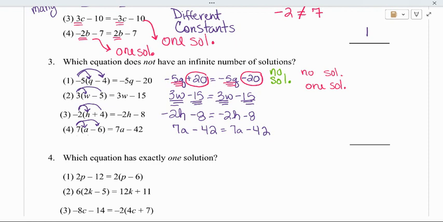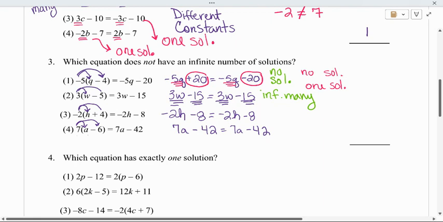We wrote that if something has infinitely many solutions, what do we know about it? If it has infinitely many solutions, they have the same variable term and the same constant. Do those have the same variable term and constant? Yeah, so this is going to be infinitely many. Infinitely many. Next one.